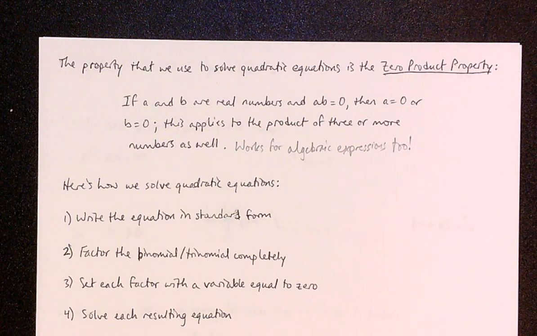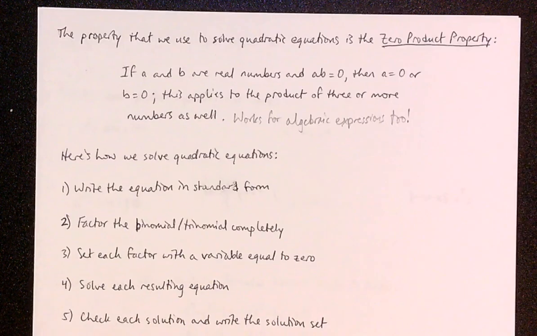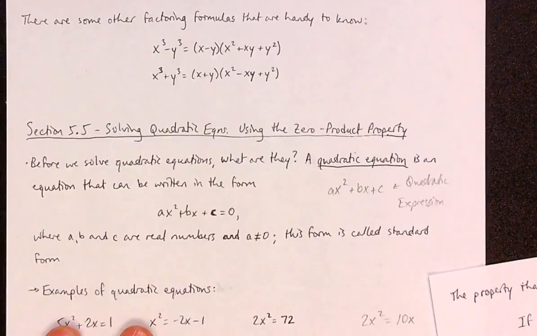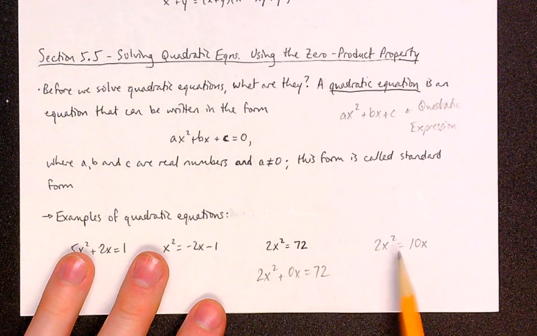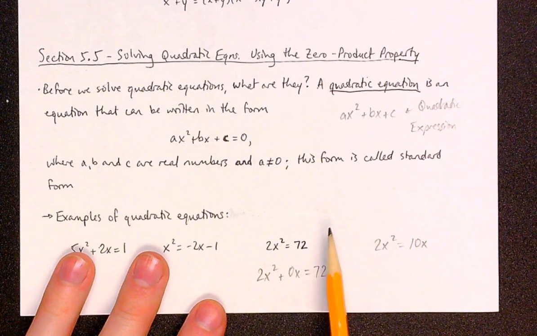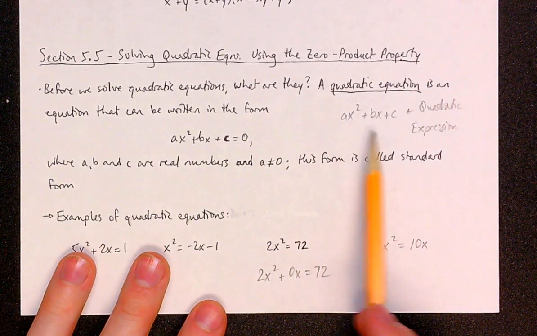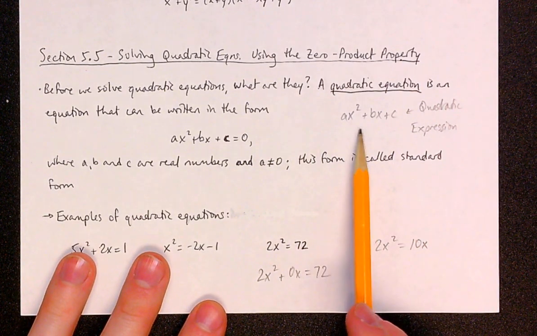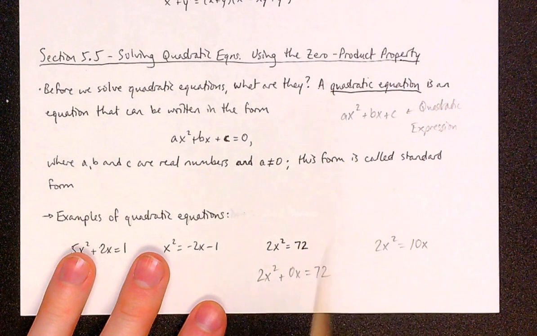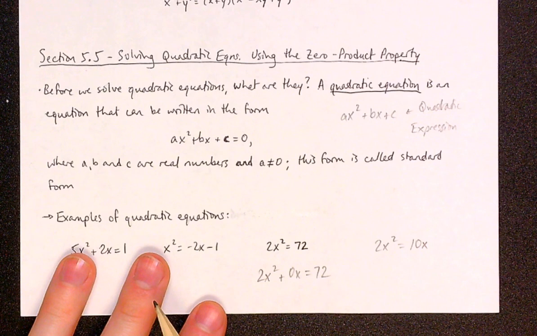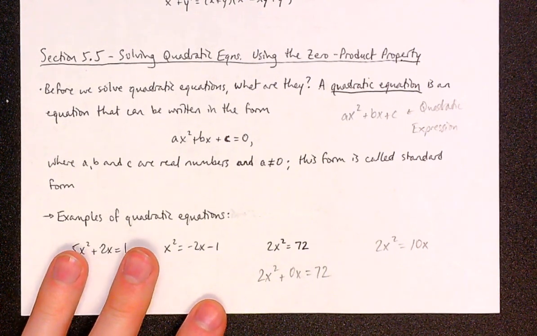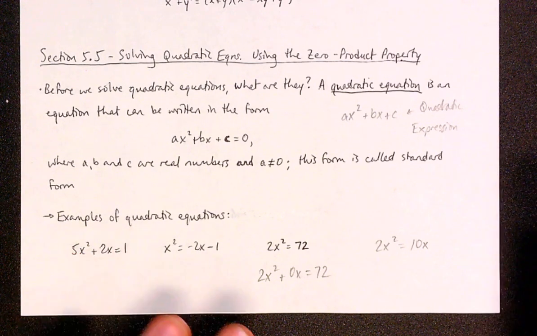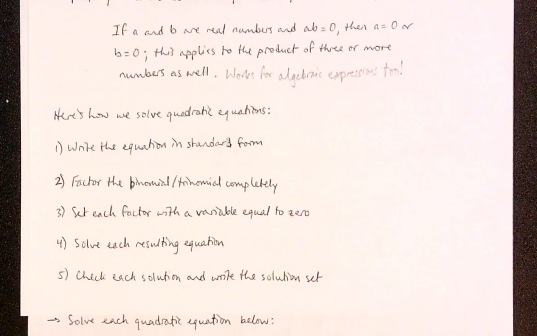Then you're going to factor that thing completely. You could have a binomial, like we saw in either of these two cases here. These are going to be binomial quadratic equations. I realize now that I said at the start of this video that quadratics were trinomials. That's my fault. They're not always trinomials, but for the most part, they will be. So you could have a binomial or a trinomial as a quadratic equation. So you are going to factor your quadratic equation completely.